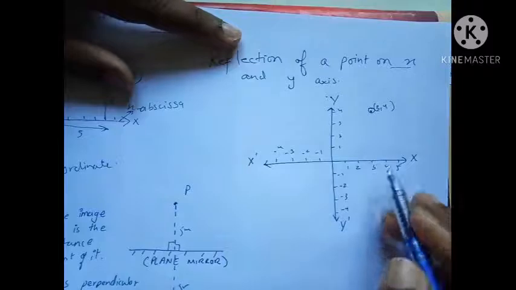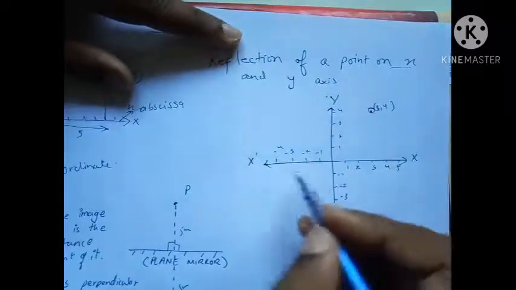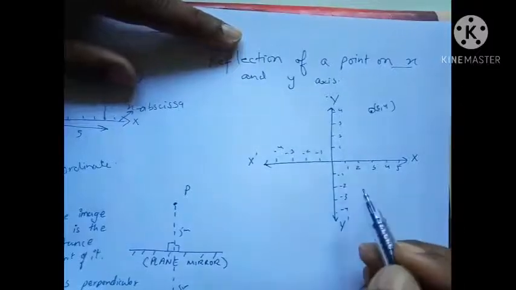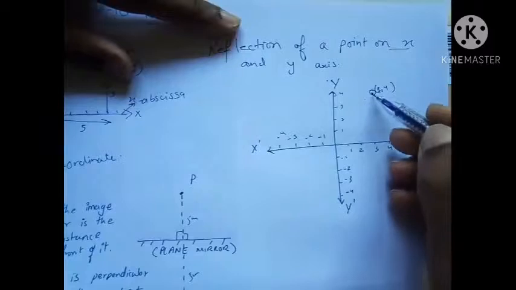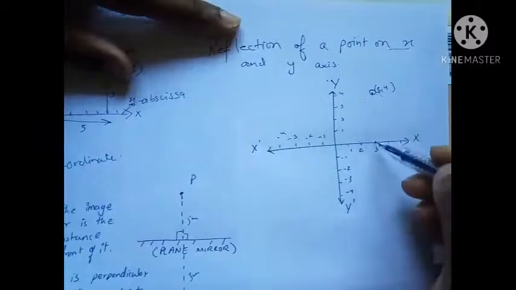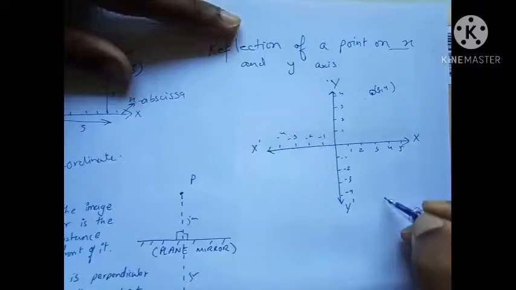So x is 3, but I have to find the reflection of this point on the x-axis. I have to act as if the x-axis is the mirror for me. So how is it going to work? The point that is going to be plotted as an image is going to be 3 comma -4.